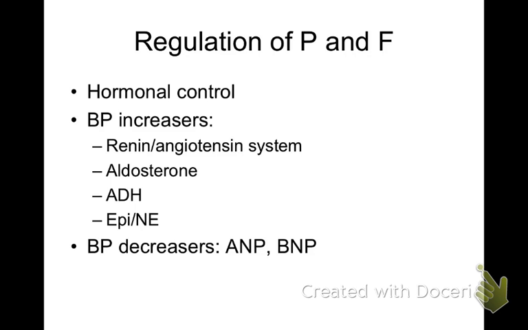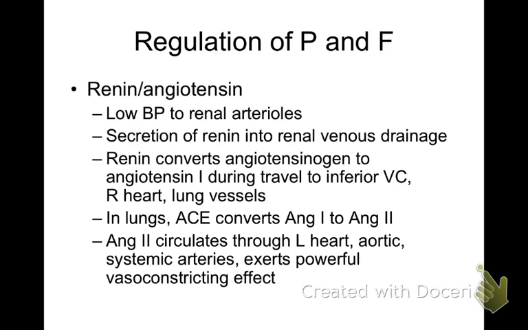All right, so now we're going to talk about hormonal control. You have two lists here, things that raise blood pressure and things that lower blood pressure. So make sure you know the elements on each of those two lists. ADH is antidiuretic hormone, epinephrine and norepinephrine, and then our blood pressure decreasers are atrial natriuretic peptide and brain natriuretic peptide. And those are named for the organs where they were first discovered. So we'll go through each of these in turn. And the first one is called the renin-angiotensin system.